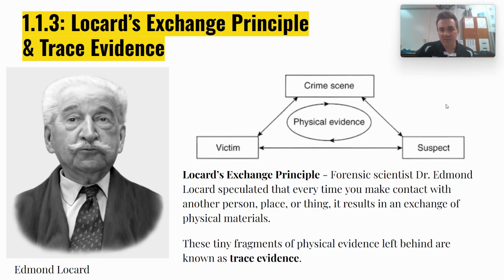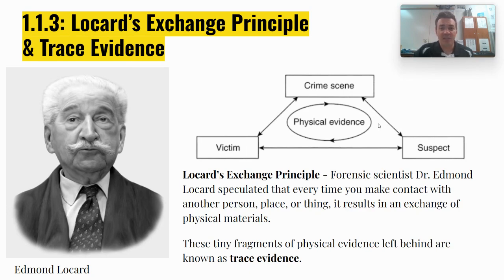And this diagram here is illustrating that anytime there's contact at a crime scene, between a suspect and a victim, or the victim and the scene, or a suspect and the scene, any of these, there's going to be some physical evidence left behind. And we call that trace evidence. These are tiny fragments of physical evidence left behind.